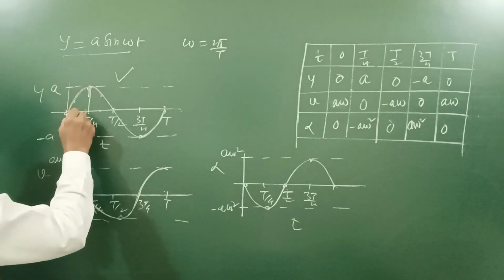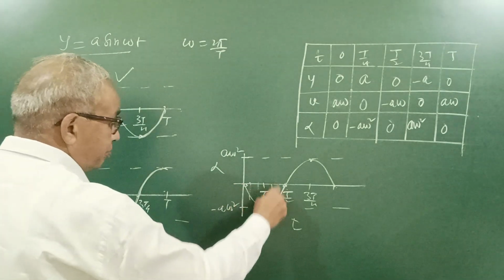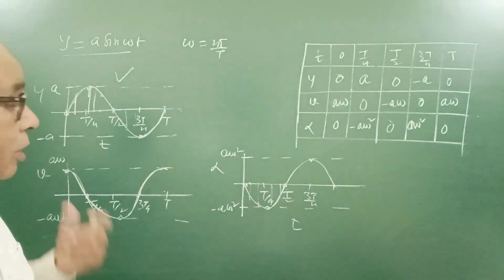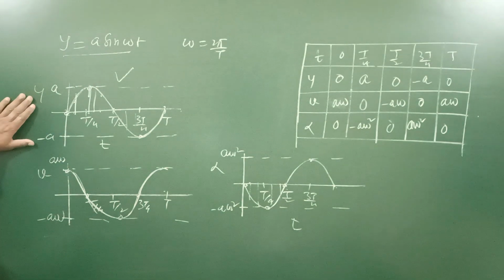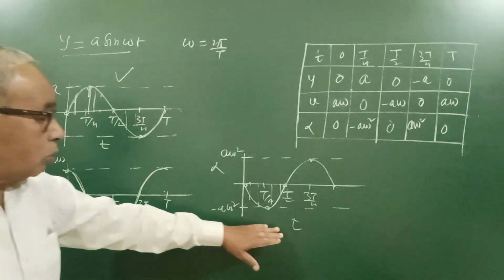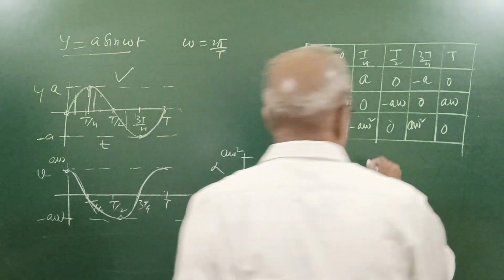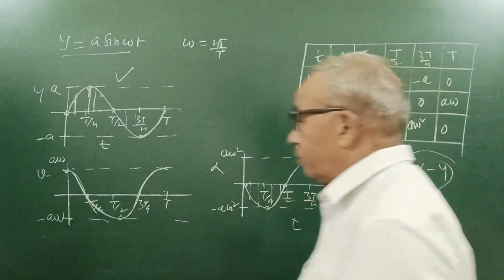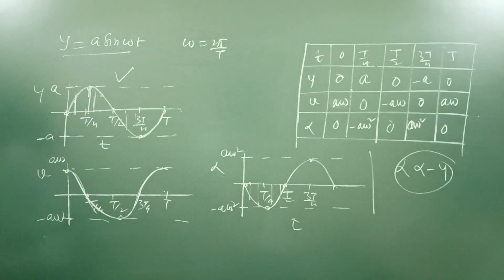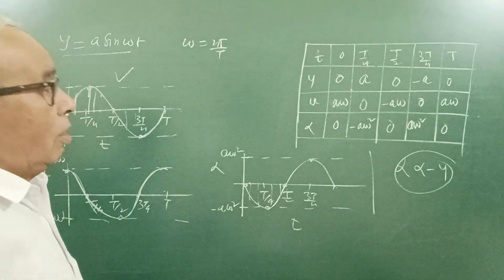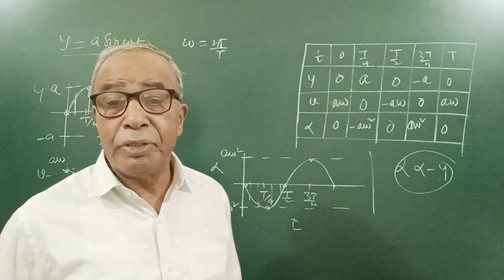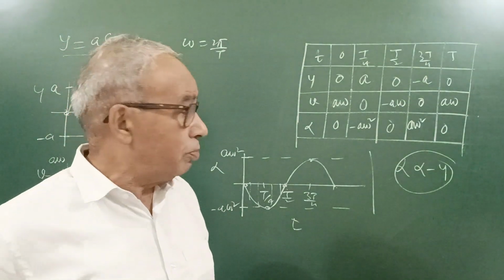Displacement positive है तो acceleration negative हमेशा. ये positive negative है तो positive होगा. तो direction of displacement opposite to acceleration, proportional to minus y, graphically भी verify हो गया है, verified. We have verified like this. So these are graphical representations of SHM. Please learn this. This is very important for you.